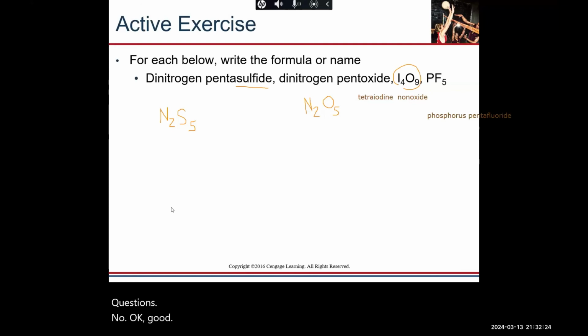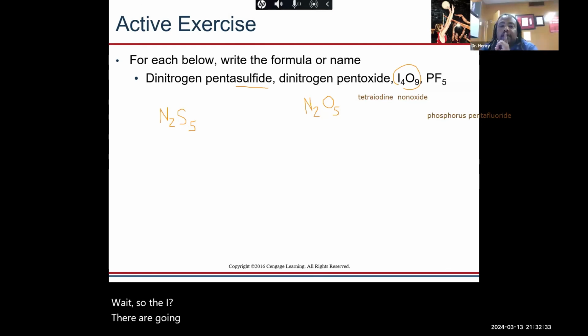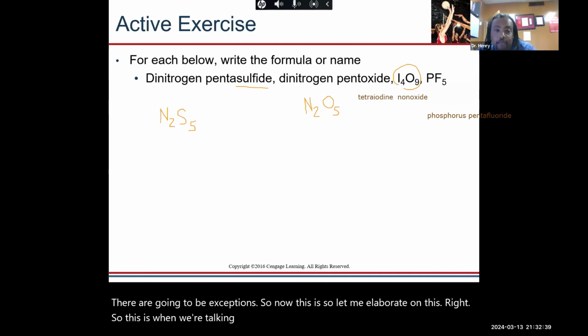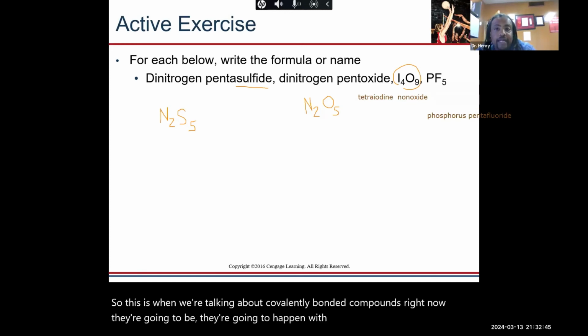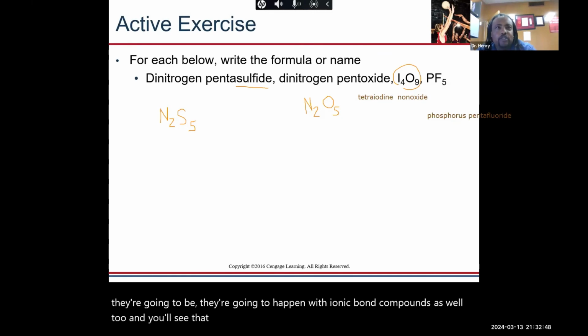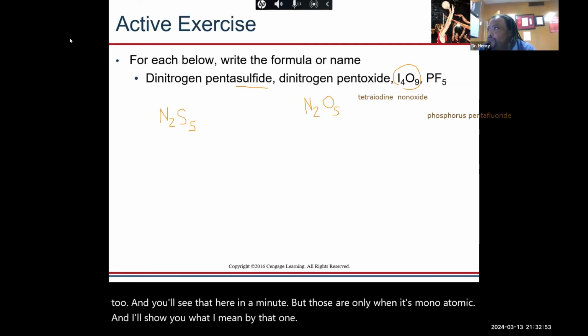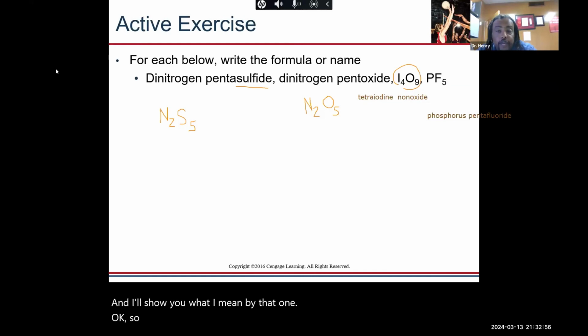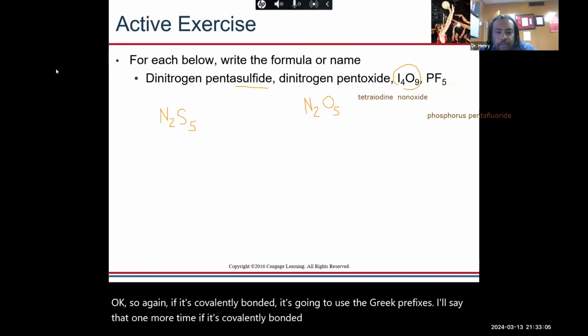Wait, so the IDE is always at the end of every single element, or are there some exceptions? There are going to be exceptions. So let me elaborate on this. This is when we're talking about covalently bonded compounds. They're going to happen with ionic bonded compounds as well, and you'll see that here in a minute. But those are only when it's monoatomic, and I'll show you what I mean. Again, if it's covalently bonded, it's going to use the Greek prefixes.